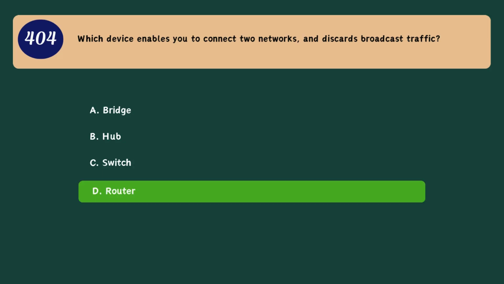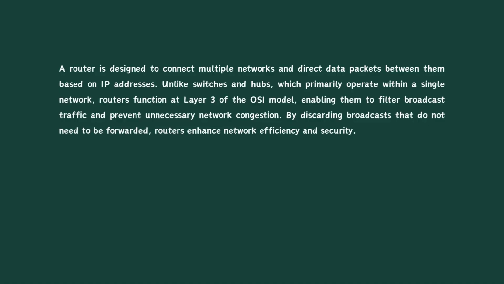Correct answer: D. Router. A router is designed to connect multiple networks and direct data packets between them based on IP addresses. Unlike switches and hubs, which primarily operate within a single network, routers function at layer 3 of the OSI model, enabling them to filter broadcast traffic and prevent unnecessary network congestion. By discarding broadcasts that do not need to be forwarded, routers enhance network efficiency and security.